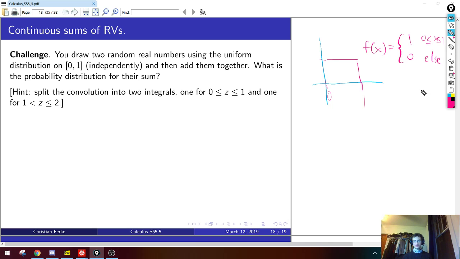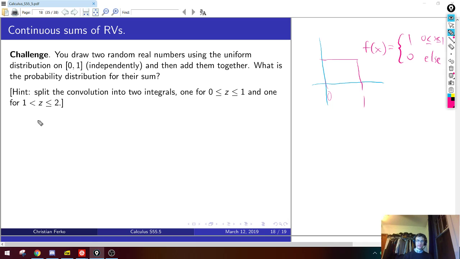I'm thinking. Good. So should I write this as an integral? Yeah, we can start with that.